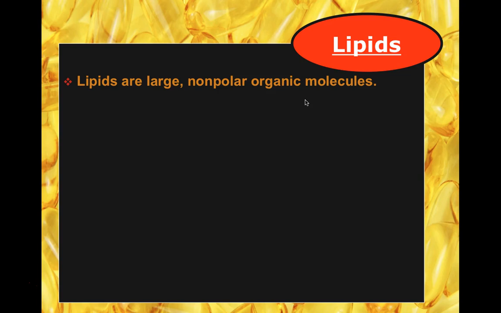They are large nonpolar organic molecules. Now, nonpolar is a very important term when it comes to lipids. Nonpolar means that it does not dissolve in water because water is a polar molecule. And what it means to be polar is that the molecule itself, when it's stable, has a slightly positive charge on one side and a slightly negative charge on the other.